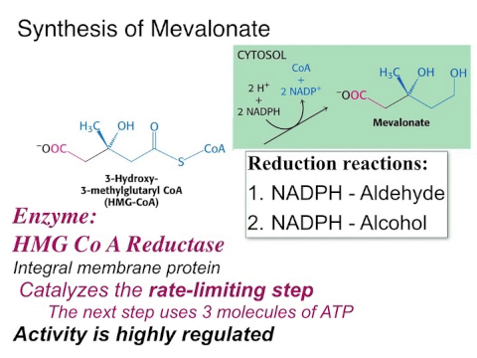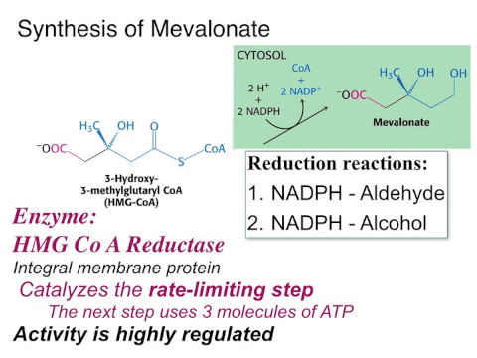In going from 3-hydroxy-3-methylglutaryl-CoA to mevalonate, there are two reduction reactions, one to produce an aldehyde and the second to produce an alcohol. The enzyme that carries out these reductions is HMG-CoA reductase, and this name makes sense. This is actually an integral membrane protein that carries out a cytosolic reaction, but the protein itself is anchored to the outside face of the endoplasmic reticulum.